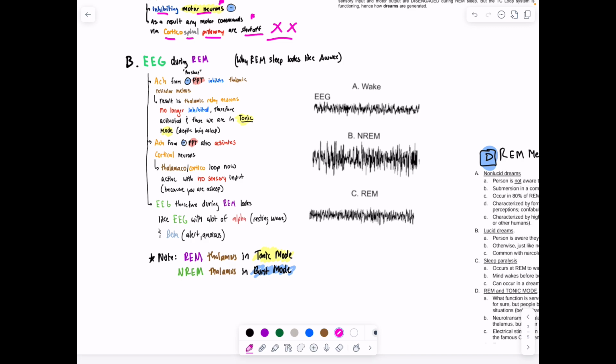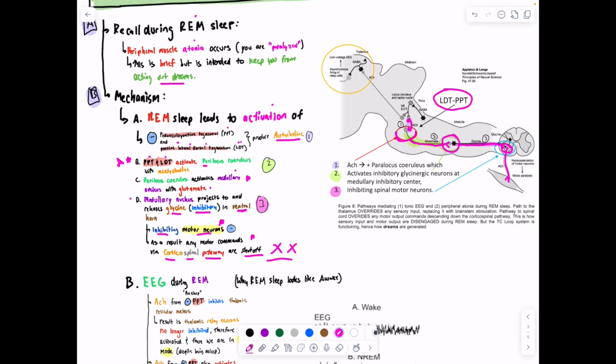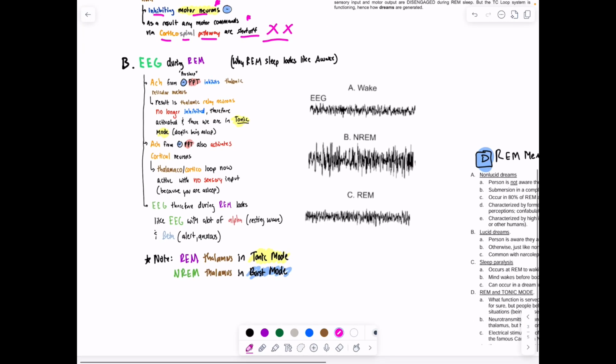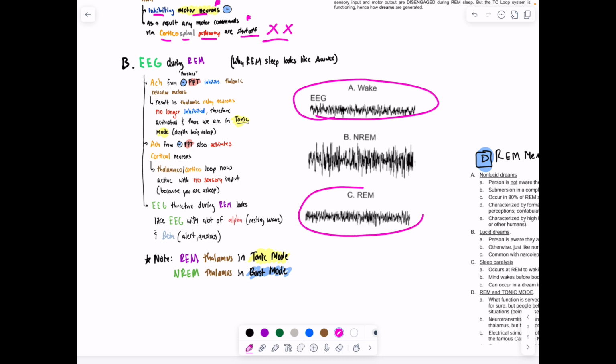All right, so as a result, you'd be paralyzed during REM sleep because PPT and LDT are activating this pathway. So then what's going on with the EEG during REM? This is your awake EEG, dominated by beta, right? And then here is REM, and then here's non-REM.